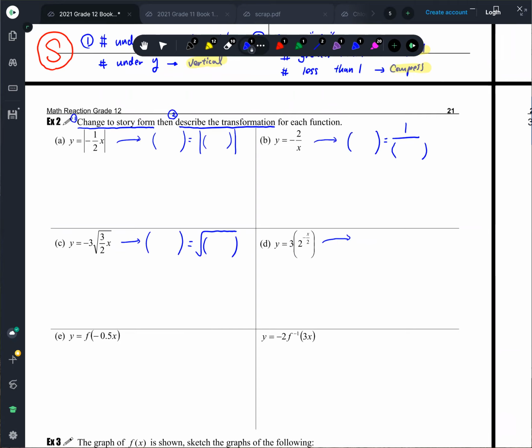Okay, question D. Which basic? CZ, clear Z?